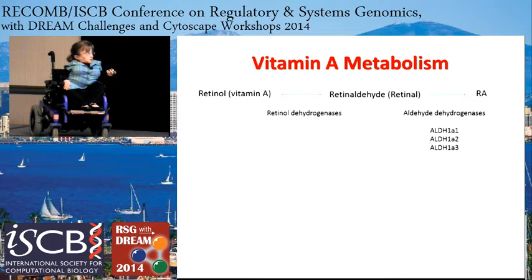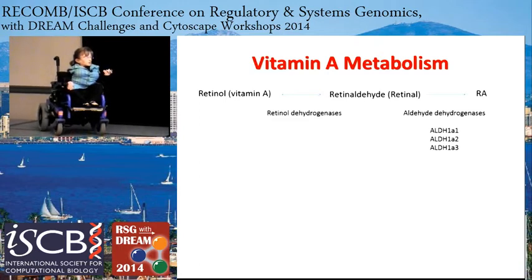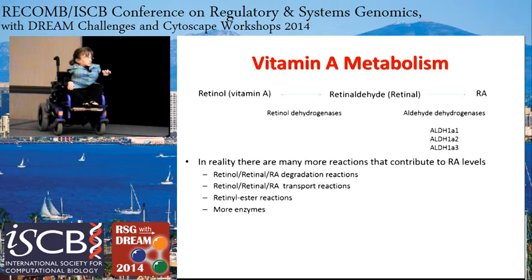Classic vitamin A metabolism occurs from retinol being converted into retinol aldehyde via these retinol dehydrogenases, and then retinol aldehyde being finally converted to RA, which is that important metabolite for spermatogenesis, and this is done via these aldehyde dehydrogenases. And so this is a very simplistic look at vitamin A metabolism.